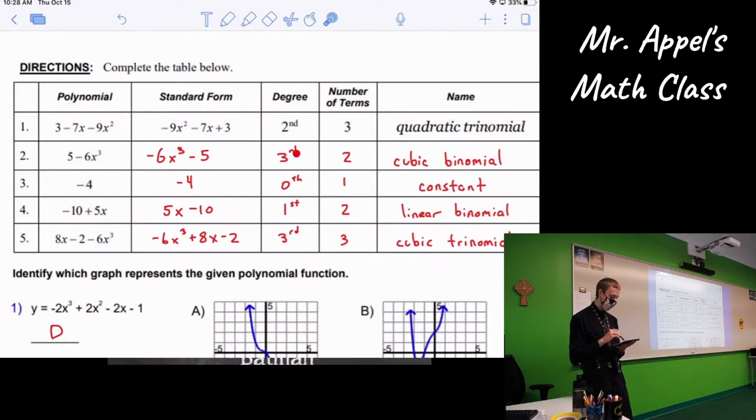They are degree third, 0th, although we almost never say that. I would never ask for the degree of a constant, but there it is. Right, first and third. Number of terms is just how many items are added and subtracted there, 2, 1, 2, and 3. And so equation 2 is a cubic binomial. 3 is just a constant. 4 is a linear binomial, and 5 is a cubic trinomial.